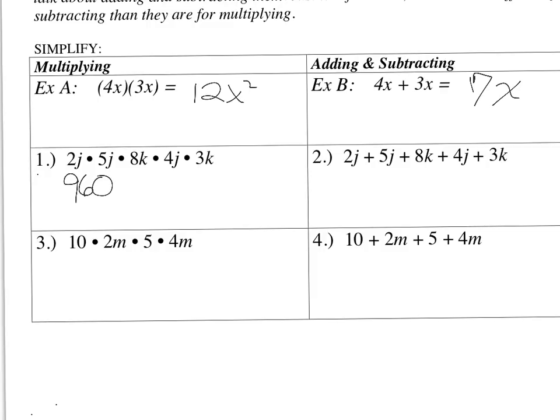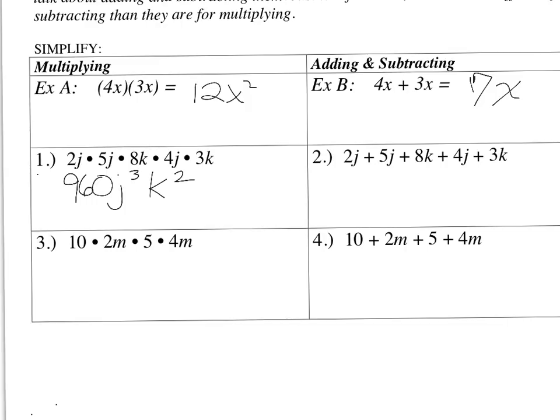Now we need to multiply the letters together. We want to try to keep them in alphabetical order. Let's start with the j's. So j times j times j, that's going to give me j cubed. And k times k, that's k squared. That's as far as I can go with that one. Now let's look at number 2.